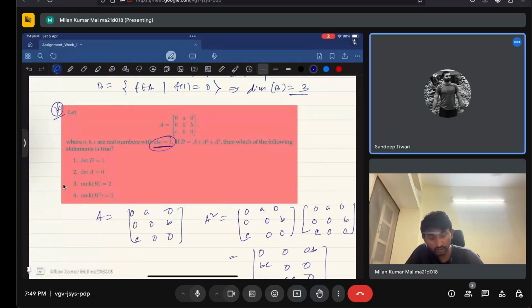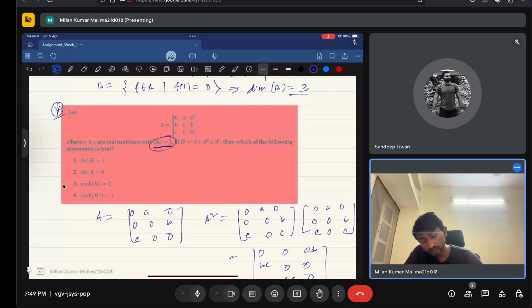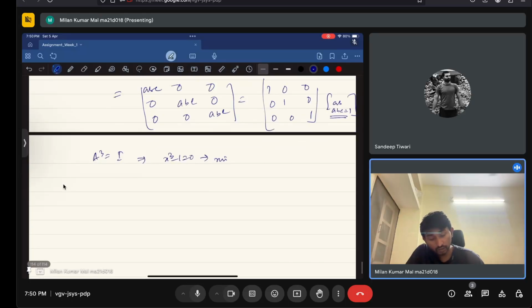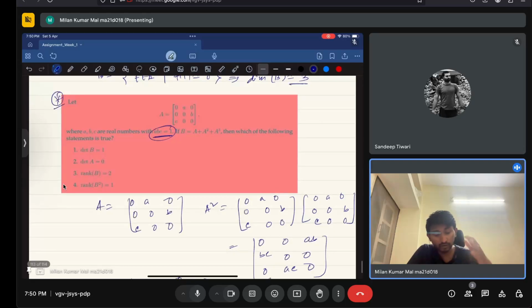Within the question it is given that ABC equals 1. So that's what I have to write. If you want to use this one, you have to multiply this one. There is no other way. So this is the minimal polynomial as well as the characteristic polynomial, because this is a 3 by 3 matrix, so there will not be more than this.